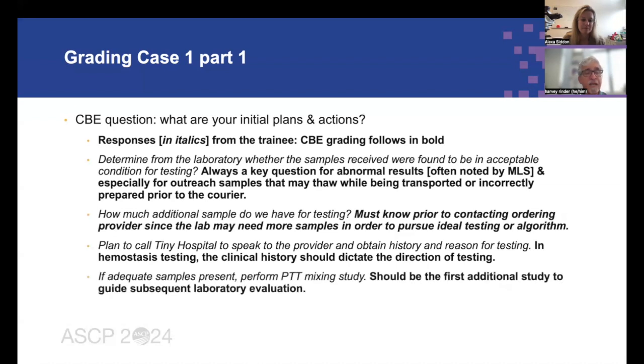And finally, they decided to perform a PTT mixing study. Can't fault the resident here. Again, that's absolutely the first additional study to help guide subsequent laboratory evaluation. So the resident did really well here, and I would grade them pretty highly. Dr. Siddon agrees and put them at 100%.